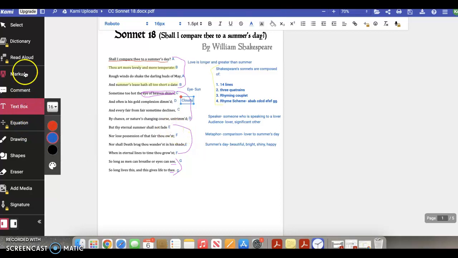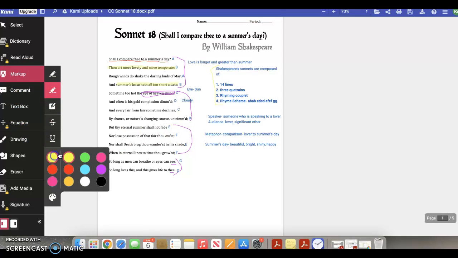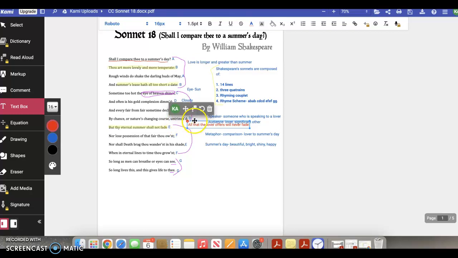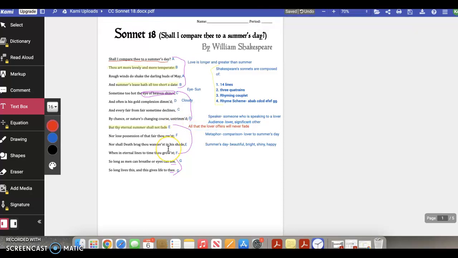And then you have this line here that says, "But thy eternal summer shall not fade." So all the beauty that is the lover, everything that this lover has to offer, will never fade. So even though the sun rises and falls and sets, and even though there are cloudy days and rainy days, his lover will never fade in the love and beauty that they have.